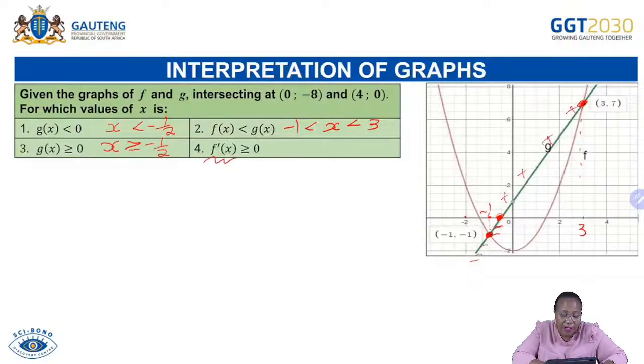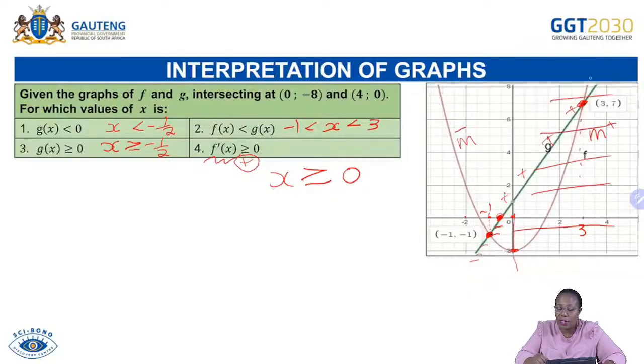And then f derivative. F is the red graph. When it says derivative, we are looking at the gradient. So the slope of the graph, this side is decreasing. That means it's a negative gradient. And then this side is the positive gradient. So we need where the graph is having a positive gradient and equal to 0. That means it's from this point of x, which is 0 there, at a turning point. Therefore, it's x greater and equal to 0, grade 12. This is the part that is having a positive gradient.